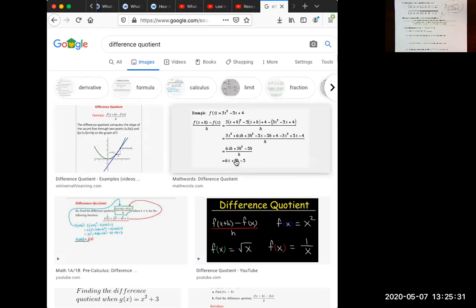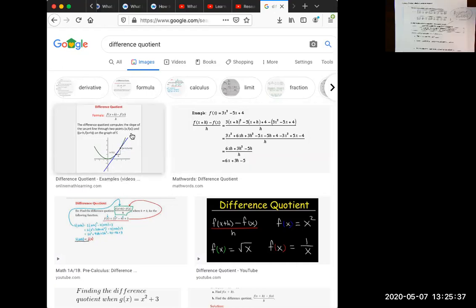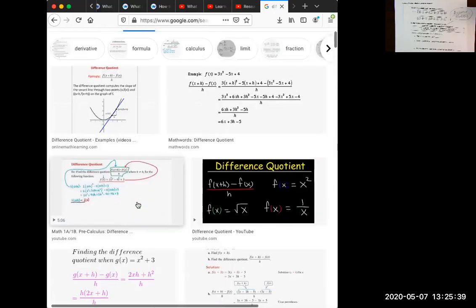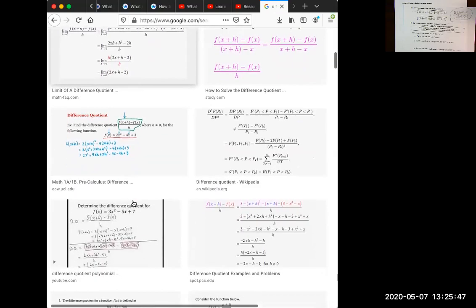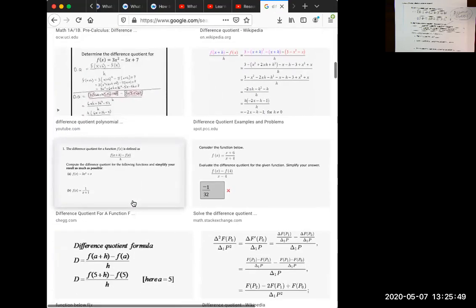Once we take the limit as h goes towards 0, this goes to 0. We're left with 6x minus 5. That's a good approximation for this line, 6x minus 5. Here we go with the limit as h approaches 0. So we're left with 2x minus 2. Difference quotient, look it up, get ahead on it. It's fun stuff.